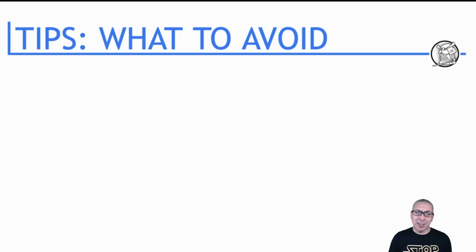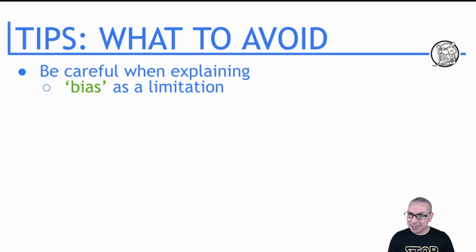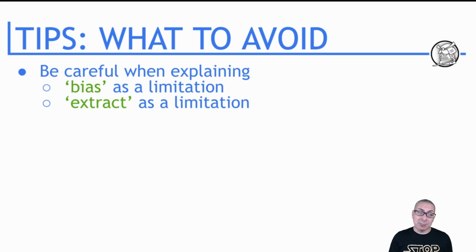So what should you avoid? Be careful when you're explaining things like bias as a limitation. Something that's biased, yeah, that can be a limitation, but you have to explain why. Extracts as a limitation. Sure, if you don't have the whole document, then yeah, it's going to be a limitation. You have to explain why. We'll get to that later.